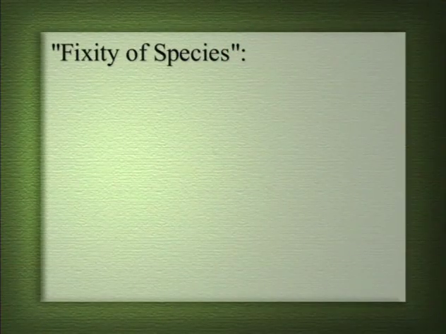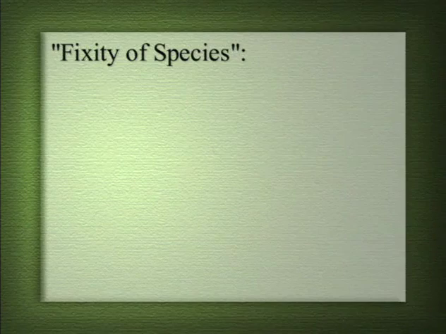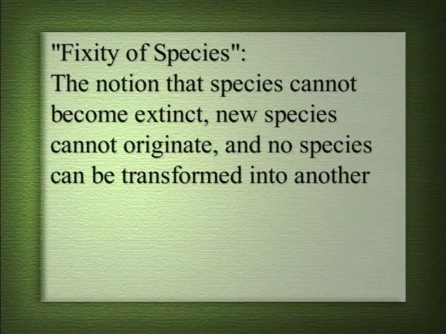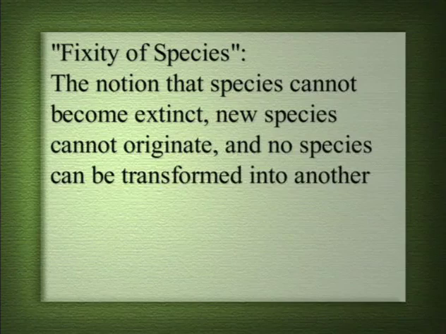This understanding has been called the doctrine of the fixity of species. As it came down to the 18th century, then the fixity of species was the notion that species cannot become extinct, new species cannot originate, and no species can be transformed into another. These were important conceptions of the world of living things that came down to the naturalists of the 18th century. Once again, we see how central to the development of natural science Western religious ideas were.